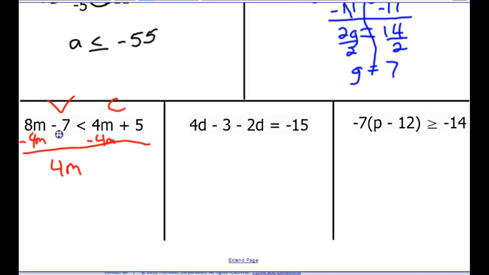And we need to move our constant over to our constant side. So if we have a minus 7, we're going to add 7. So what we get then is those cancel out. 5 plus 7 is 12. Now we have 4m is less than 12. Well, we have to divide by 4 to get m by itself. And what we get is m is less than 12 divided by 4, which is 3.